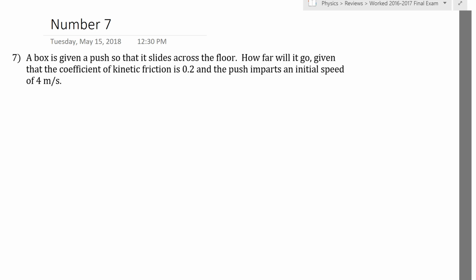In number 7, you have a box sliding across the ground where there is friction. They give you the coefficient of kinetic or dynamic friction is 0.2, and they tell you the initial velocity is 4 meters per second, and they ask you for the displacement.